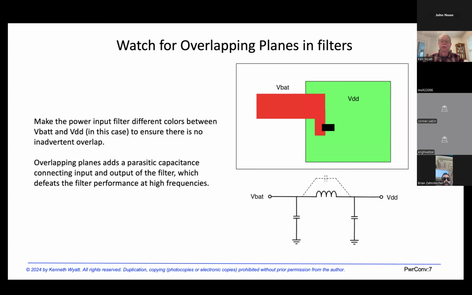And one way I do this when I'm evaluating boards is I'll color in the primary circuitry in one color and the secondary circuitry and the ground return in a different color, so I can immediately see that there might be an issue.